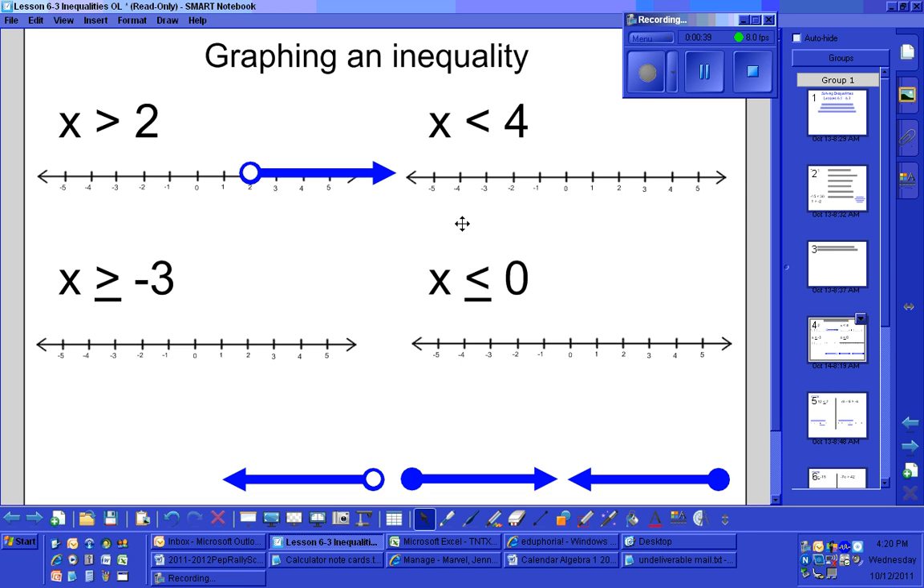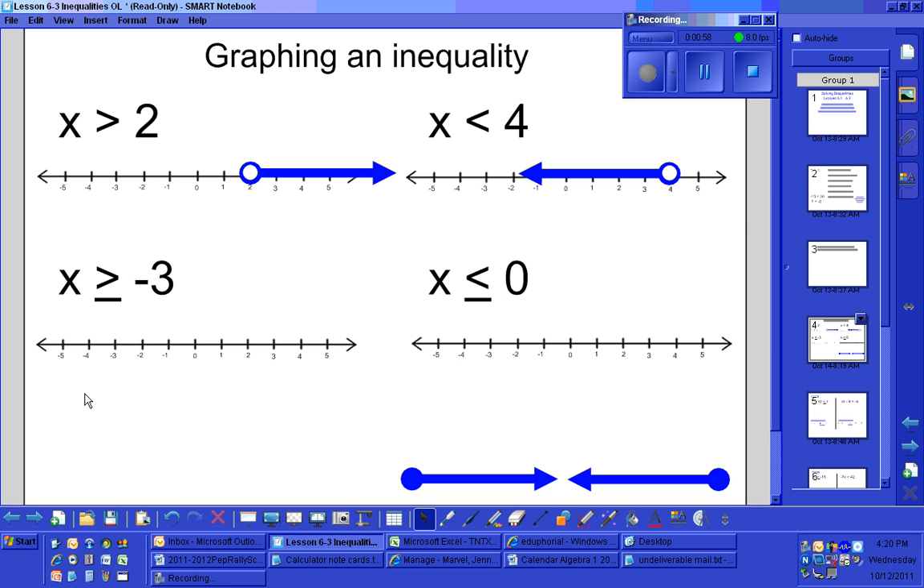To graph x is less than 4, we want to shade all of the points on the graph that would be less than the value 4. So again, we're going to put a line on the graph. 4 will be the cutoff point, but 4 is not actually included. 4 is not less than 4.